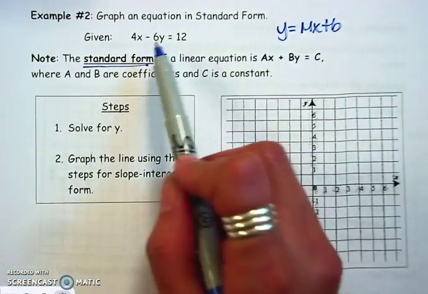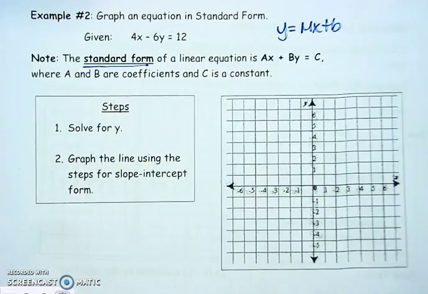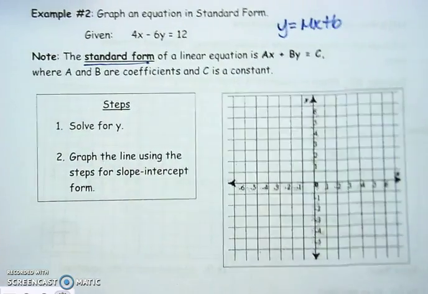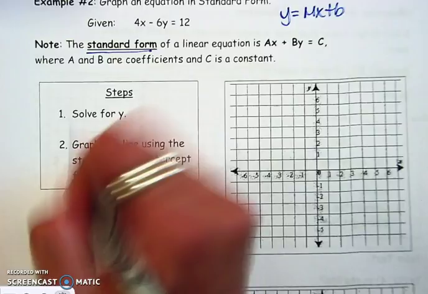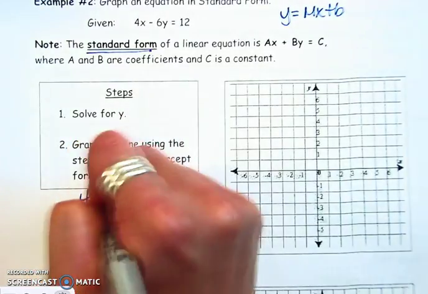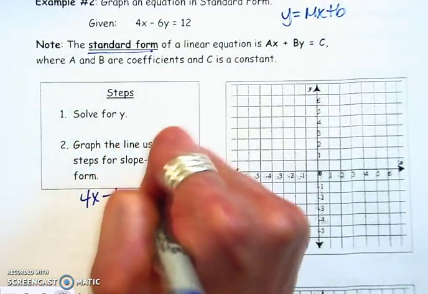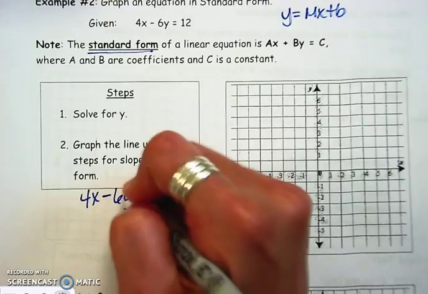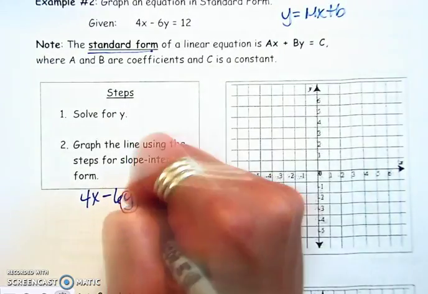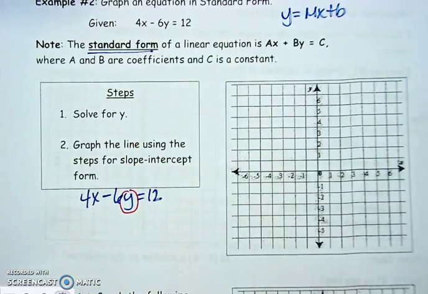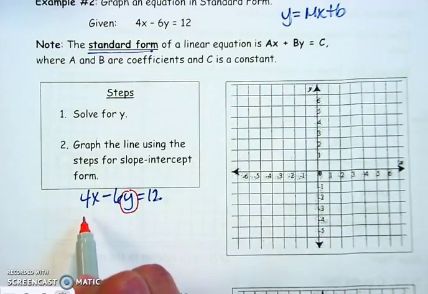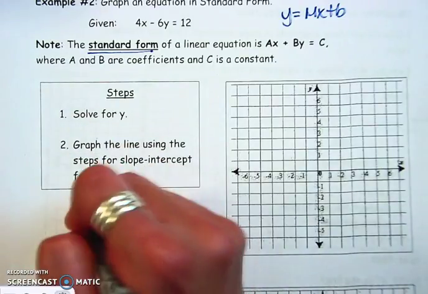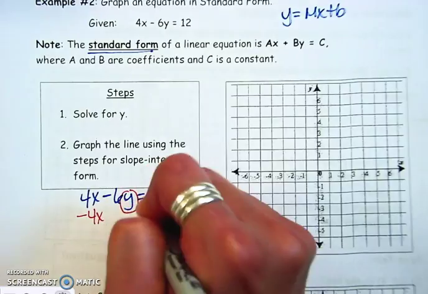All right, so they want us to graph this equation, and we have some steps. Step 1 says solve for y. So we're going to rewrite our equation. It's 4x minus 6y is equal to 12. And the first step said to solve for y. So I need to isolate this variable. The first step would be to move the 4x. And since it's positive, I want to subtract 4x from both sides.